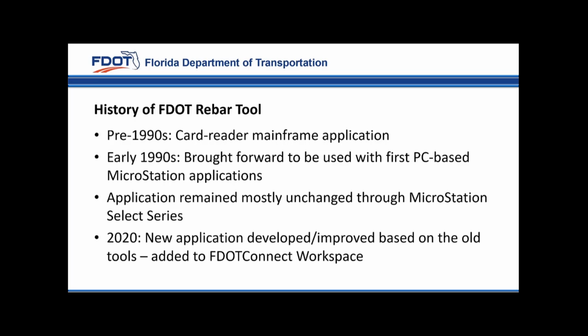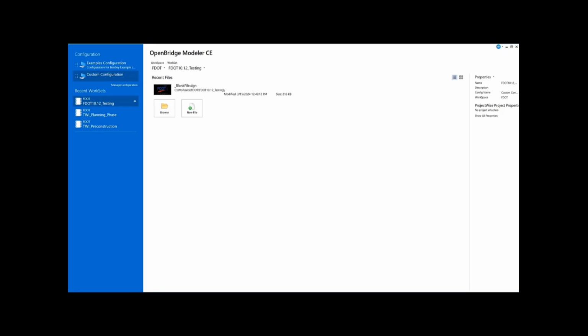All right, so let's go ahead and jump into the program. We're going to start from scratch here. I've got a work set open within the FDOT workspace. If you're working on a project, you'll have your project work set open.